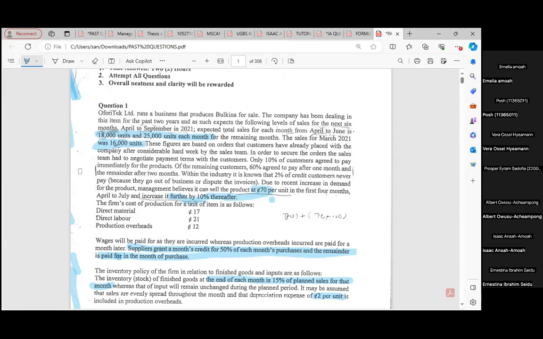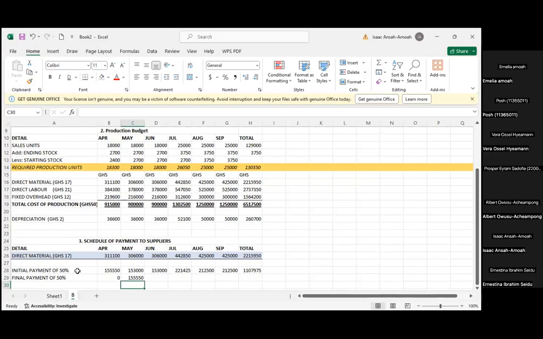So in our workings, let's go back to the working. We have shown here that the remainder, which they were saying is paid in the month of purchase. So 50% of this is paid in the month of purchase, and that is this. 50% of this is paid in the month of purchase, and that is this.